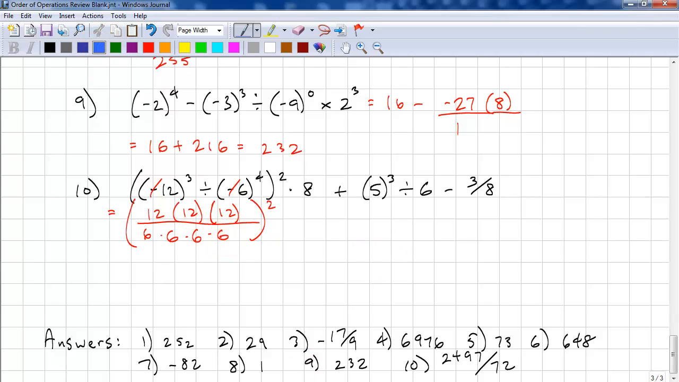And let's do some canceling right now. Cancel, cancel. 12 divided by 6 is 2. So we have another 2 and another 2. Times 8. Plus 5 cubed is 125. And we'll put 6 in the denominator. Minus 3 over 8. Now, this is 8 over 6. We can simplify this to 4 over 3. And this is squared, times 8. And let's just keep this.